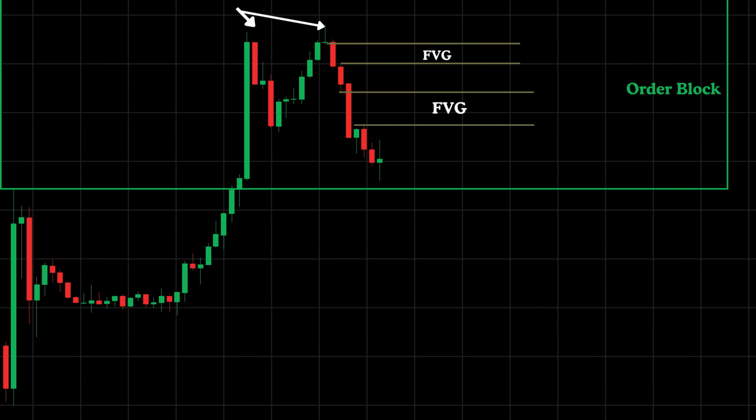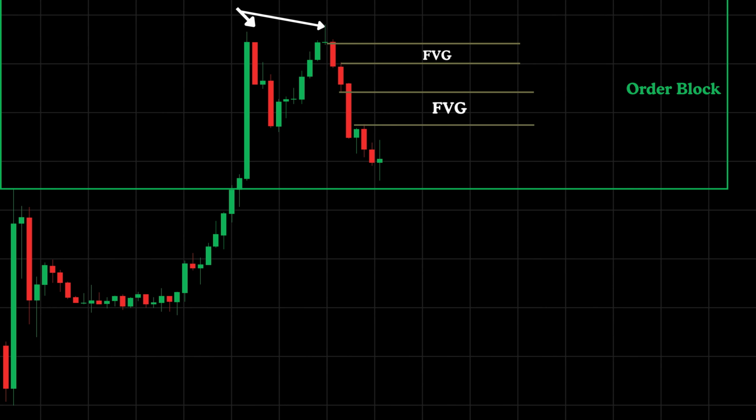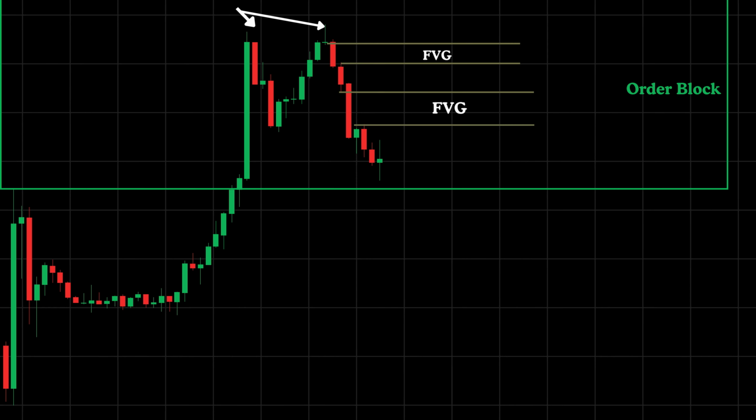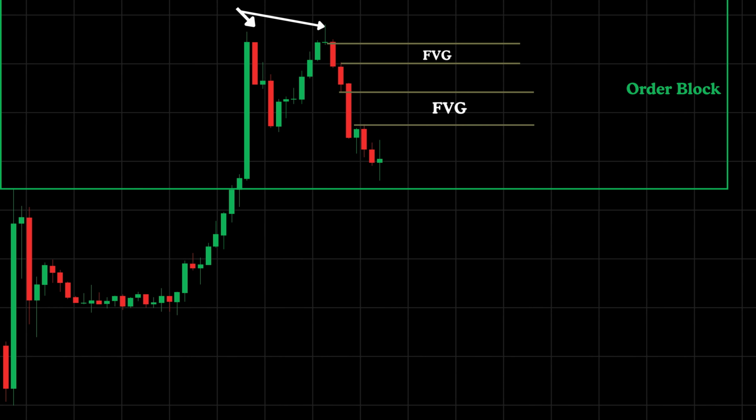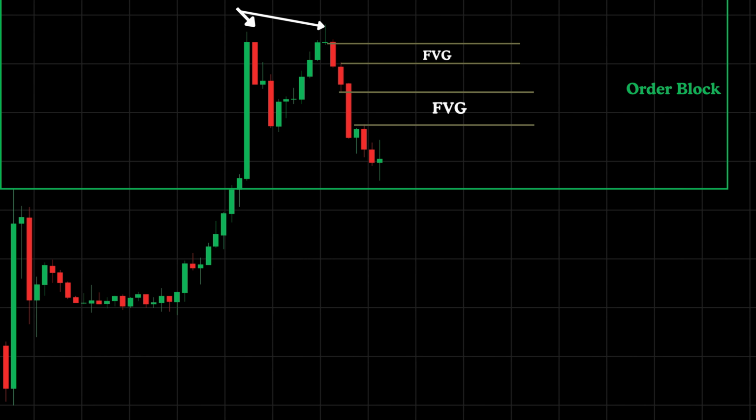This move confirms the entry of sellers into the market, suggesting a potential reversal. However, entering immediately would mean using a wide stop loss, which compromises our risk management. Instead, we should wait for a pullback to get a better entry price.